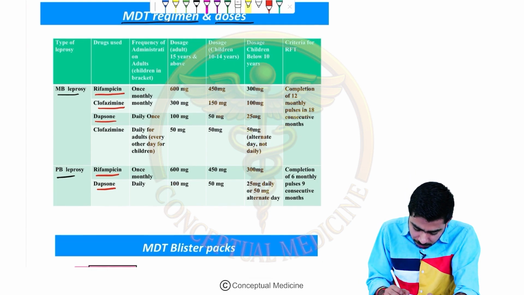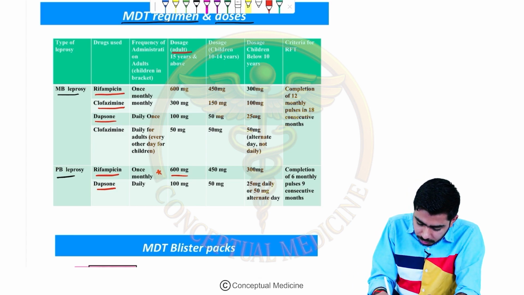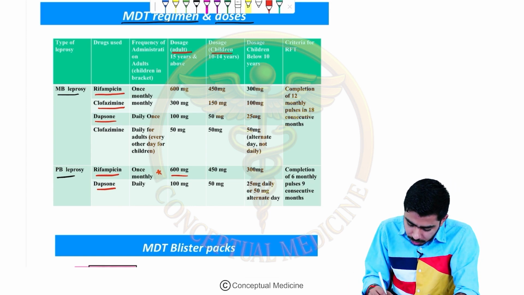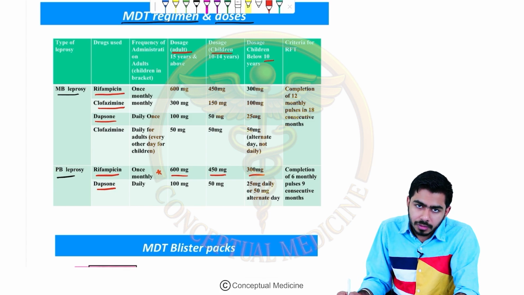Firstly, for the Paucibacillary we are using the Rifampicin, that will be given once monthly. Okay, and the dose will be 600 mg. That is for adults. For the children, that is around 10 to 14 years, the dose will be 450 mg, and below 10 years it will be 300 mg, right?